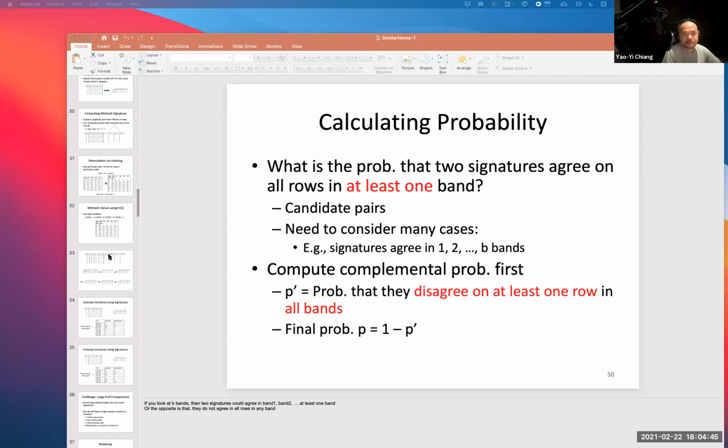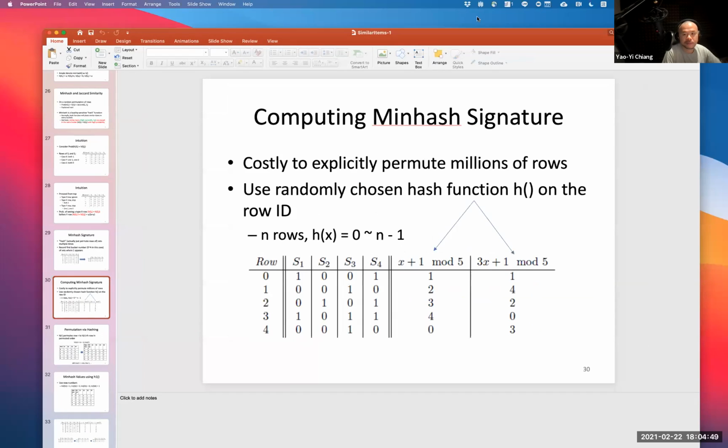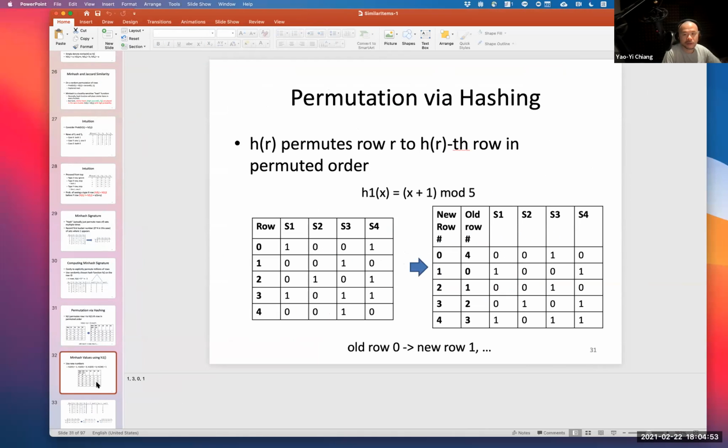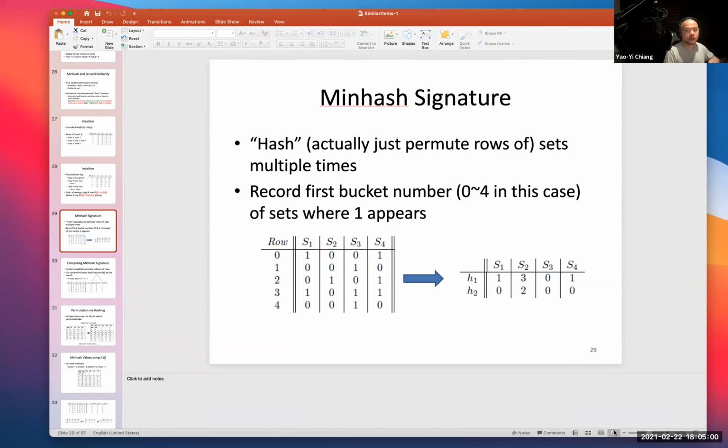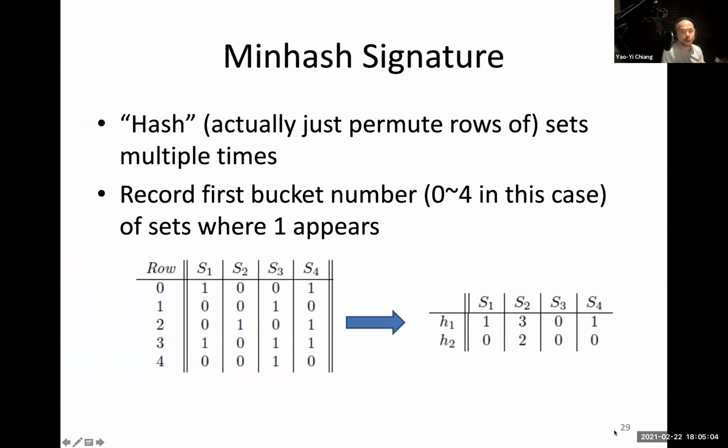Let me share my screen. Okay, so we were somewhere here. We were talking about min hash. I hope you still remember. So our goal for generating min hash functions is to do what? Anybody? Okay.